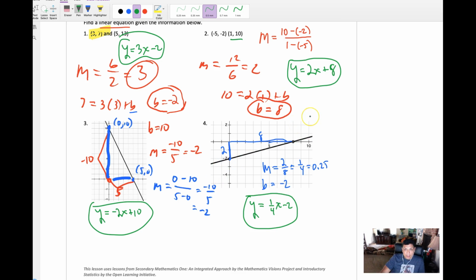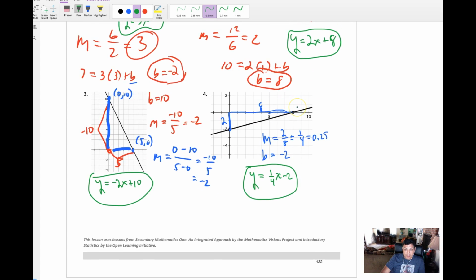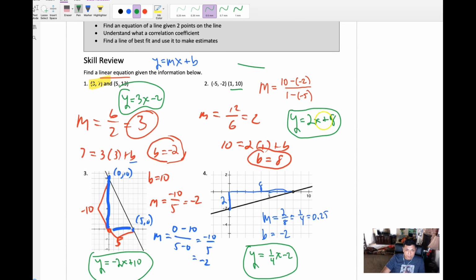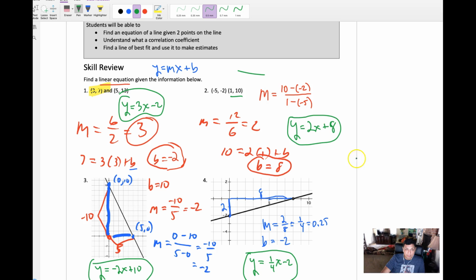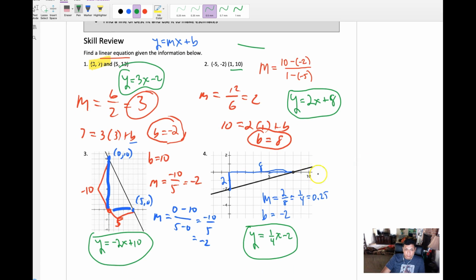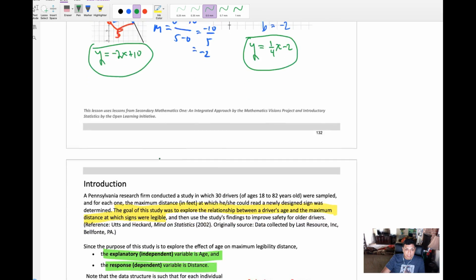So again, take a minute to look at that and do the algebra to see how we find the equations of the lines. Notice we're doing a lot of algebra to get there. In this lesson, linear regression, we're going to use technology or Desmos.com to find linear equations. The computer will do it for us, but we still need to make sure we understand how to do it by hand. So that's what we have there.